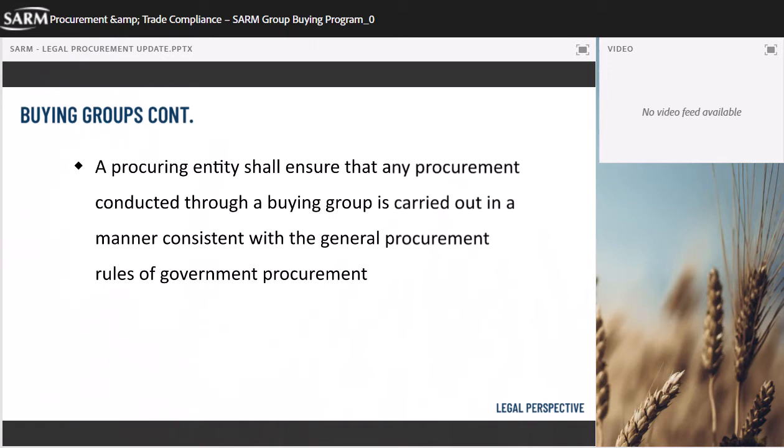So when we're talking about the rules that SARM needs to follow in representing its members, there are a number of positive obligations, and we're just going to go through some of them. So a procuring entity, that being a municipality, shall ensure that any procurement conducted through a buying group is carried out in a manner consistent with the general procurement rules of government procurement. So that's an obligation on municipalities to ensure and do its due diligence that when purchasing through a buying group, there is compliance with general procurement rules.